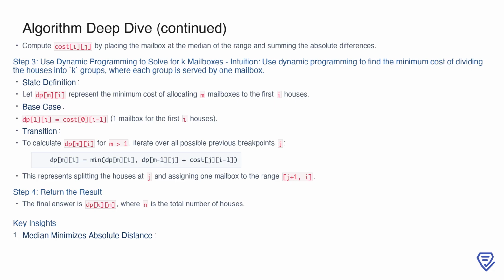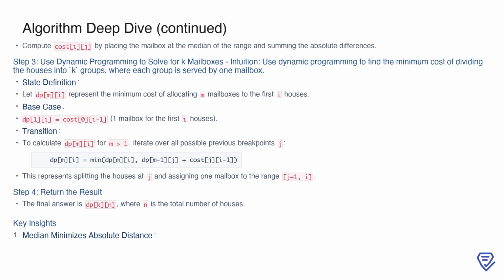Next, the problem is extended to handle k mailboxes using dynamic programming. The intuition is to divide the houses into k groups, where each group is served by one mailbox. To formalize this, we define a dp state: let dp[m][i] represent the minimum cost of allocating m mailboxes to the first i houses. The base case is straightforward: if there's only one mailbox, the cost for the first i houses is simply cost[0][i-1], since all houses must be served by a single mailbox.